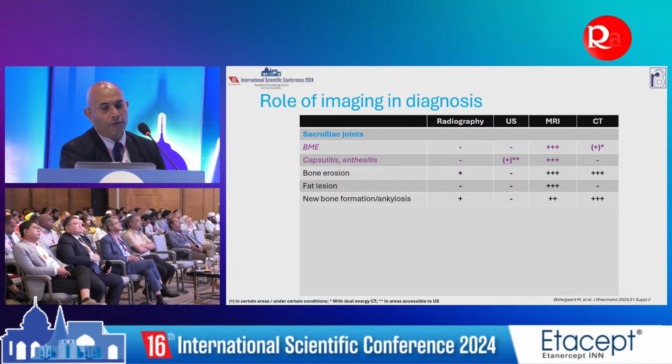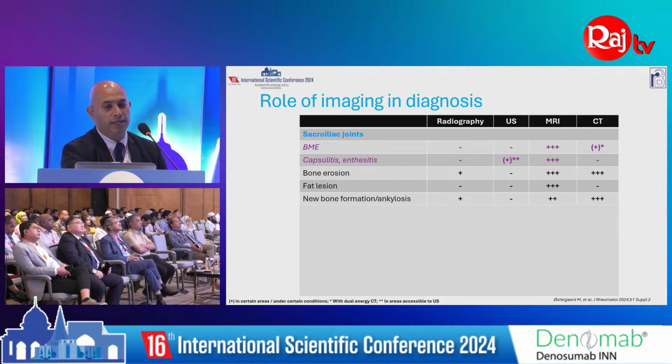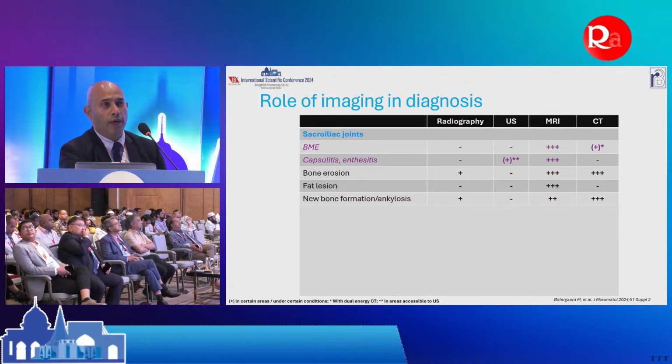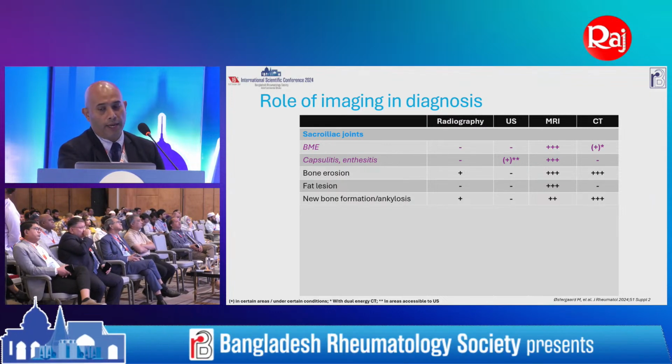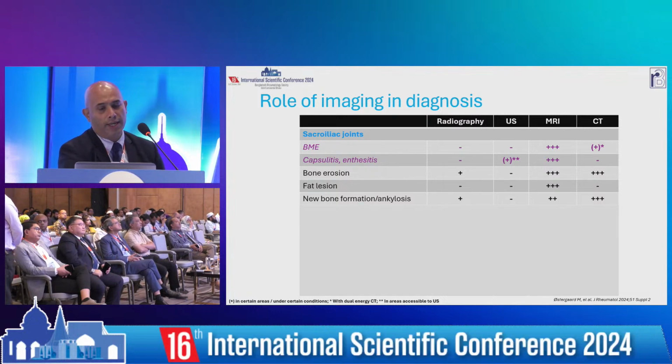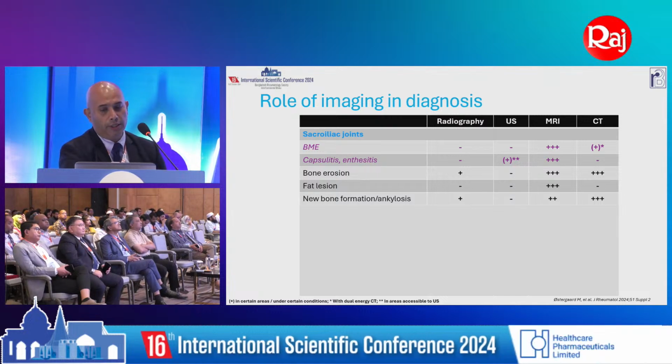So MRI is probably the only modality among the four which can give a true indication of what inflammation really is. Now, if you look at the structural lesions, which include erosions, fat lesions, new bone formation, or ankylosis, we know that MRI does pretty well for bone erosion and for fat lesions. But where it falls a little short is in looking at new bone formation, or of course ankylosis, which shouldn't be a problem.